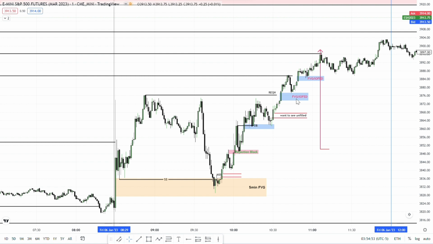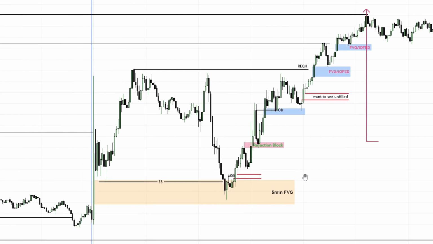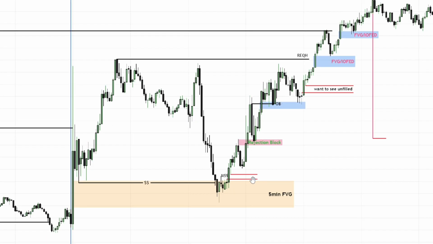Here you also see the relative equal high. This is the E-mini chart. So here is the relative equal high. Market traded the 5-minute fair value gap. This is the higher time frame fair value gap, and this is inside the session. You see the morning session. This is the inside morning session. What happened over here? This is the second type of breakaway gap.